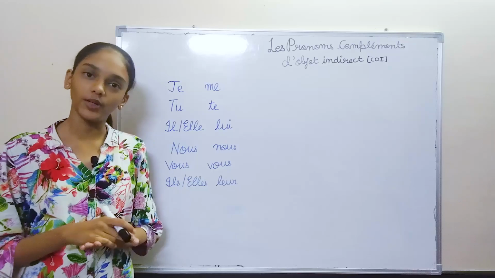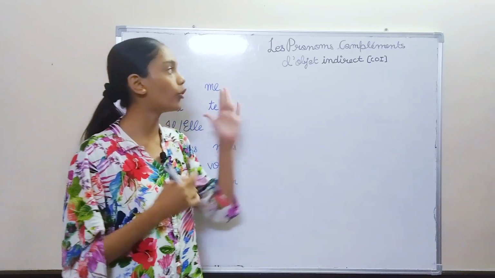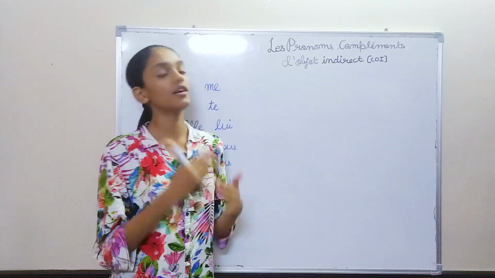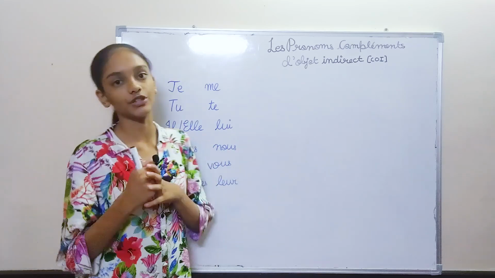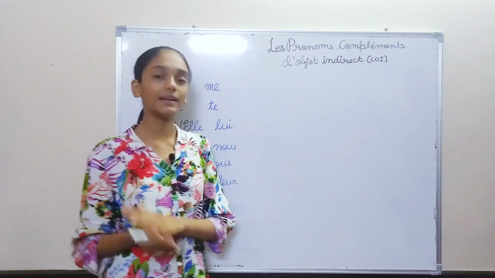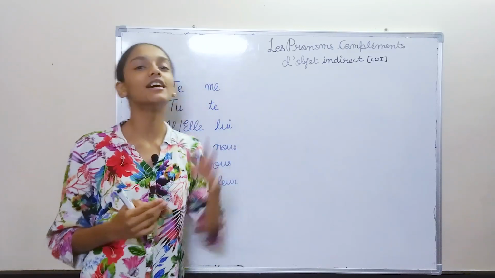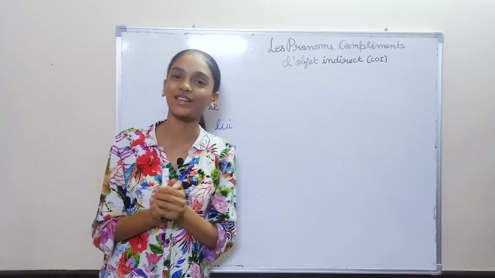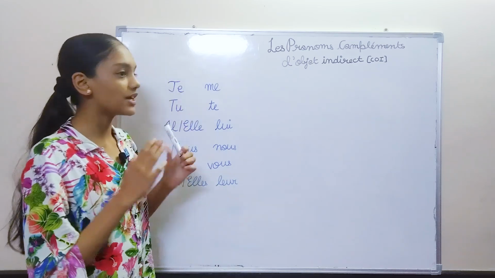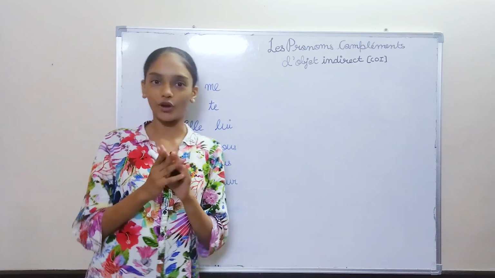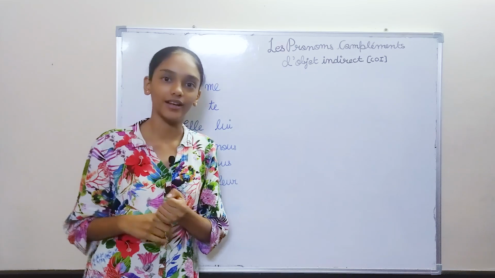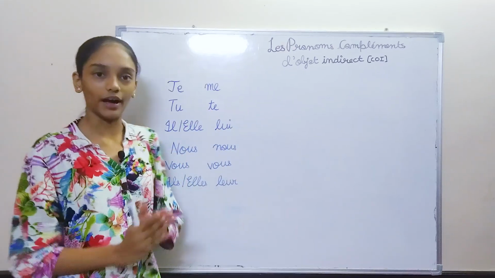In my previous video, we discussed the topic le pronom complément d'objet direct, which was COD. This one is indirect, which is COI. If you haven't watched that video yet, check out the video above or in the description box. COD and COI are very important topics. COD we have done. This is COI.